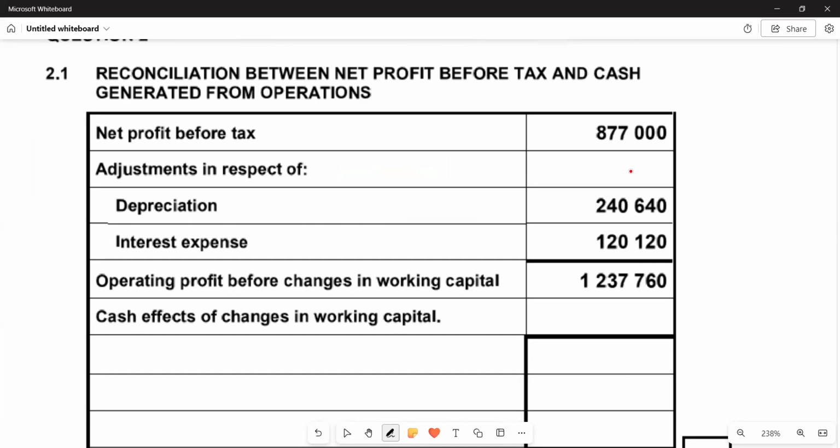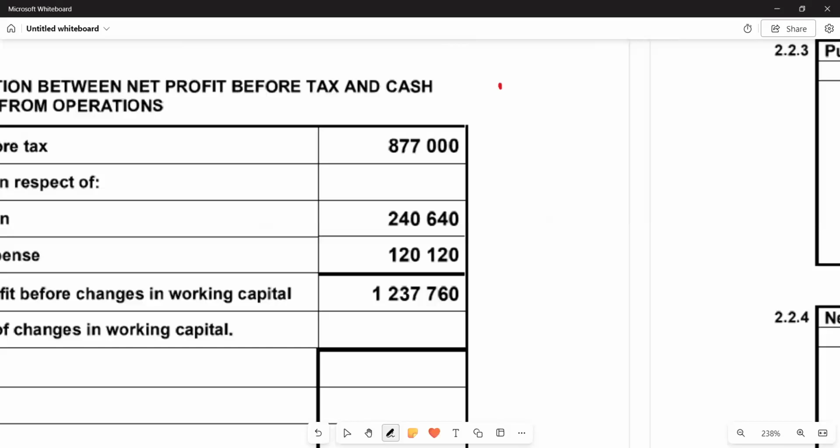Remember, only the effects of changes in working capital. When calculating working capital, we use the formula that working capital is equal to current assets minus current liabilities. So basically, the components of current assets and the elements of current liabilities are the ones we are going to look for, to see the changes in working capital. So that's what it means.